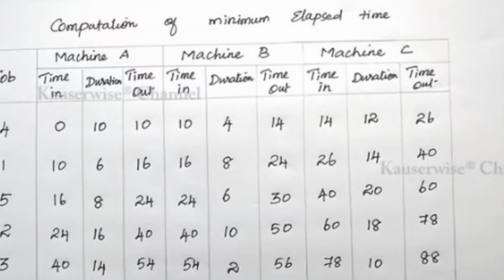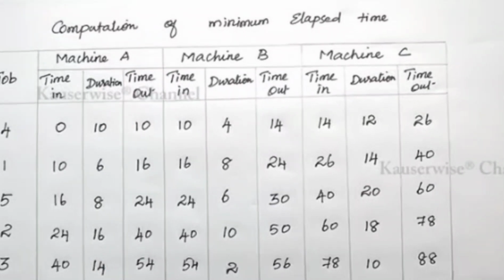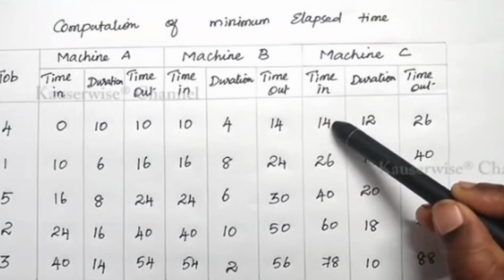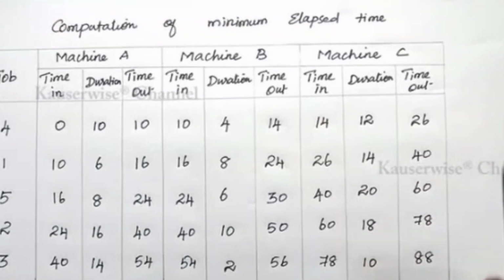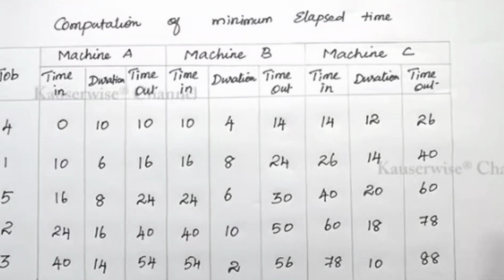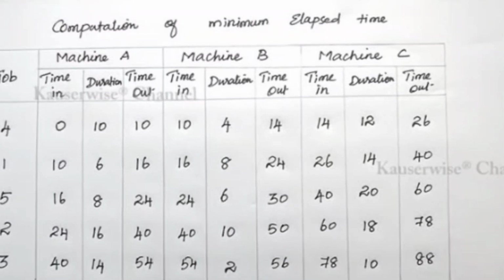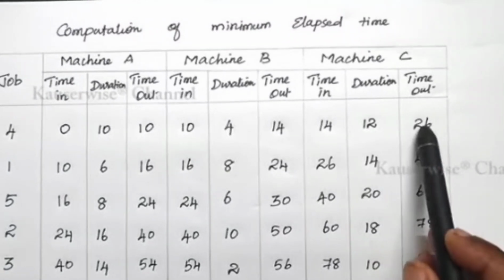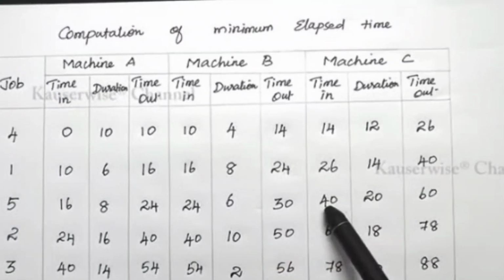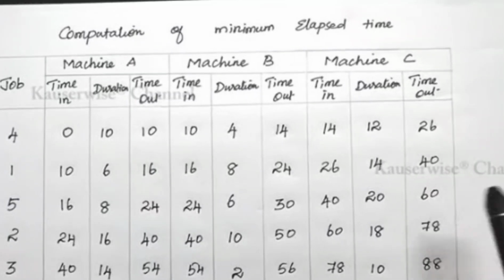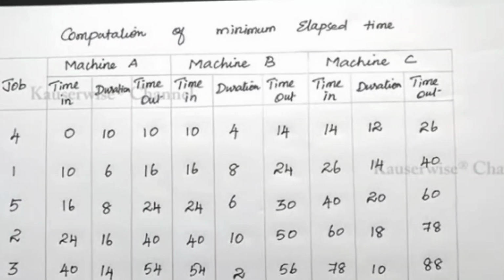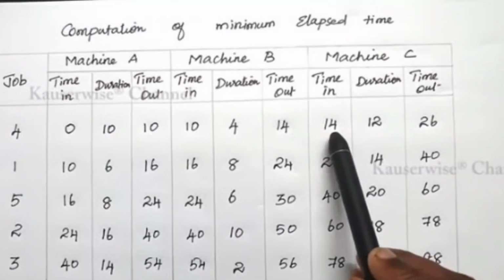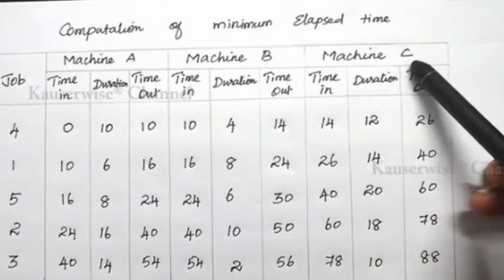So machine C's idle time can be calculated in two different ways. The first one is the in time for the first job, that is the idle time, that is 14 minutes. Check if there is any other idle time during the process. For that you have to compare the current job in time and previous job out time. 26, no difference, so no idle time. 40, no difference. 60, no difference. 78, no difference, so no idle time during the process, only in the beginning. That too 14 minutes is the idle time for machine C.